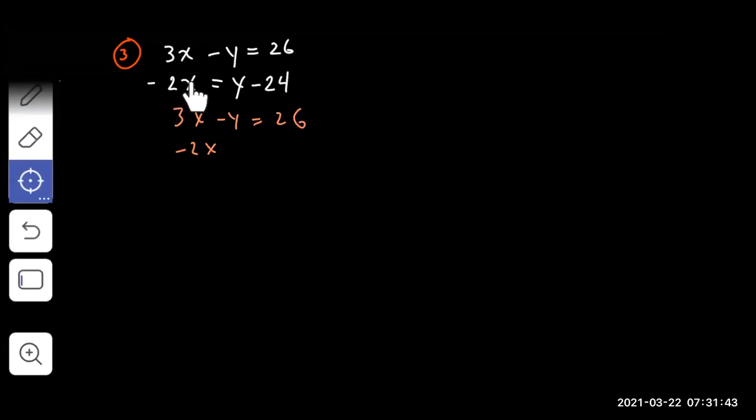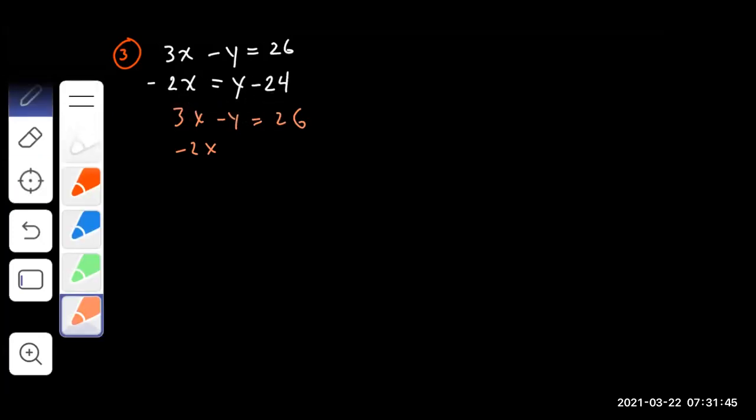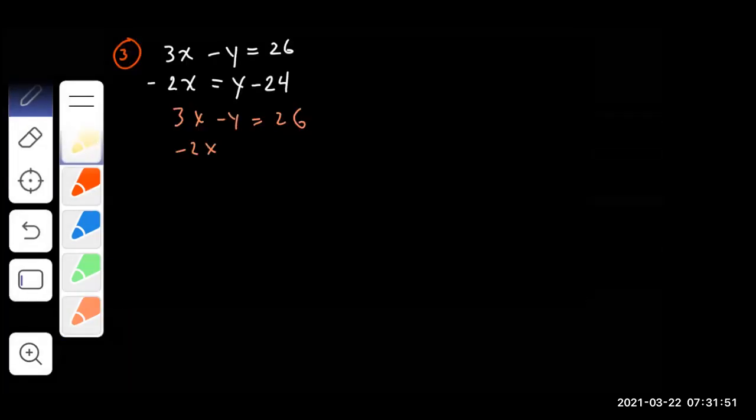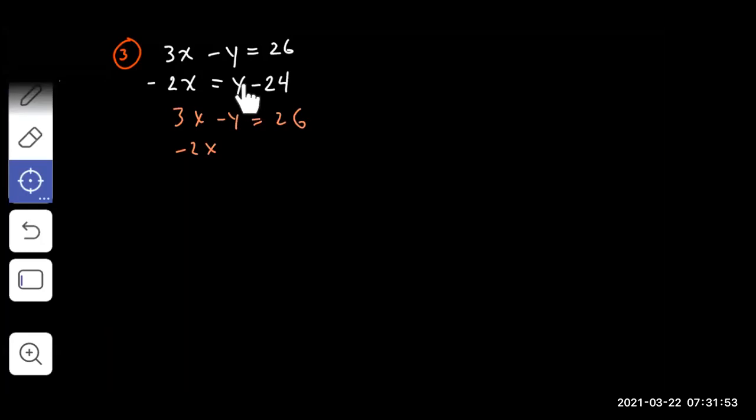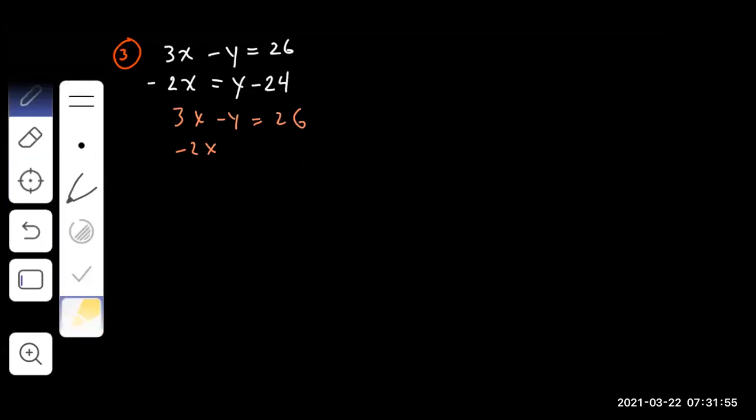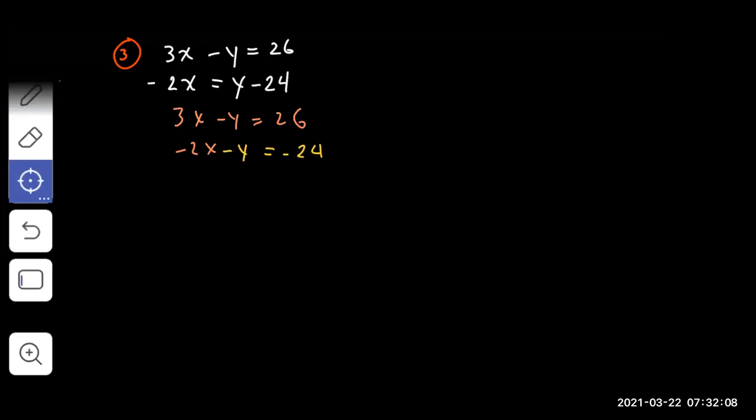The y is on the other side. What I will do is pass it to the other side. It is positive y here. If I move it to the other side, it's going to be negative. Negative y equals what? That -24 is already on the right side, guys, so I just copied it. Okay, and this is the system that I got now.